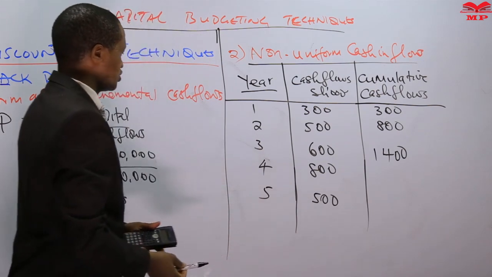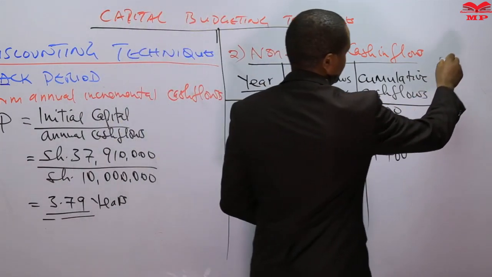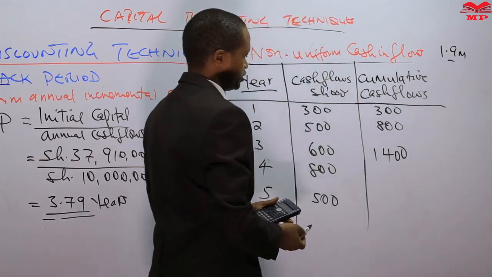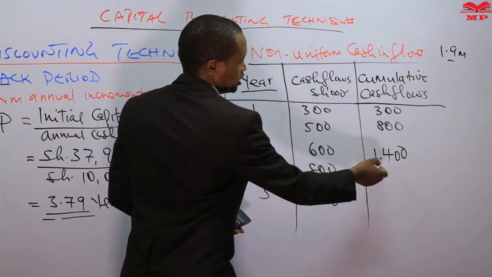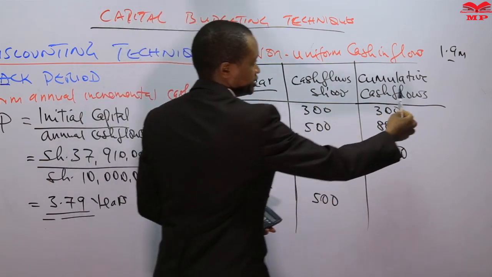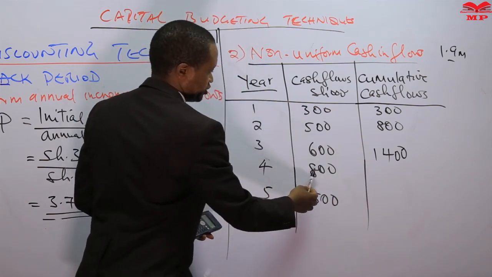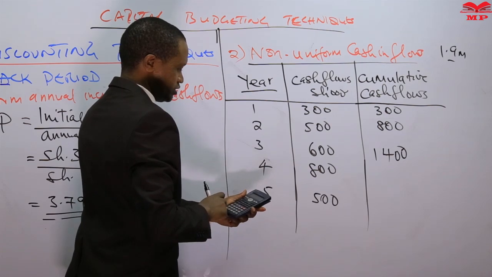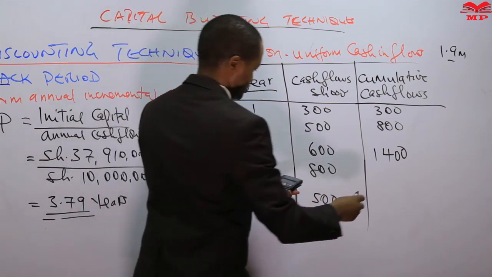And remember, we are expected to recoup the initial investment, which from the question is 1.9 million. You're supposed to recoup 1.9 million. By the end of year 3, the project has generated 1.4 million. We have not yet recovered the 1.9 million. So we add this at the end of year 4: 1.4 million plus 800,000 is equal to 2.2 million.